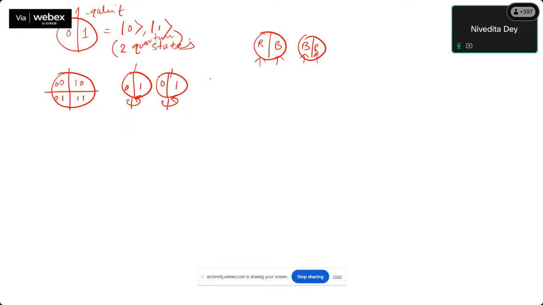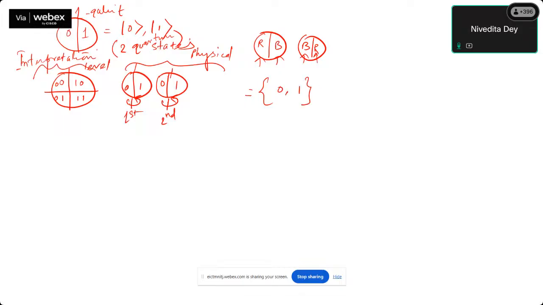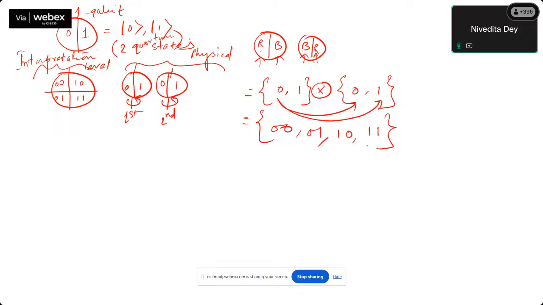Now, this is at the physical level, and this is at the interpretation level. Say this is the first qubit and the second qubit, and mathematically it will be 0 and 1 for one qubit, and for another qubit another 0 and 1. So it has a possibility to hold 4: 00, that is red, red; 01, that is red, blue; 10, blue, red; and 11, that is blue, blue. This is the geometric interpretation form, and this is the mathematical or logical form.